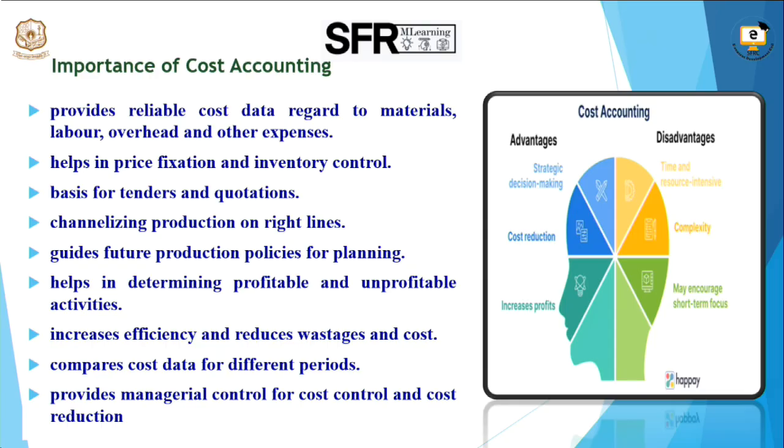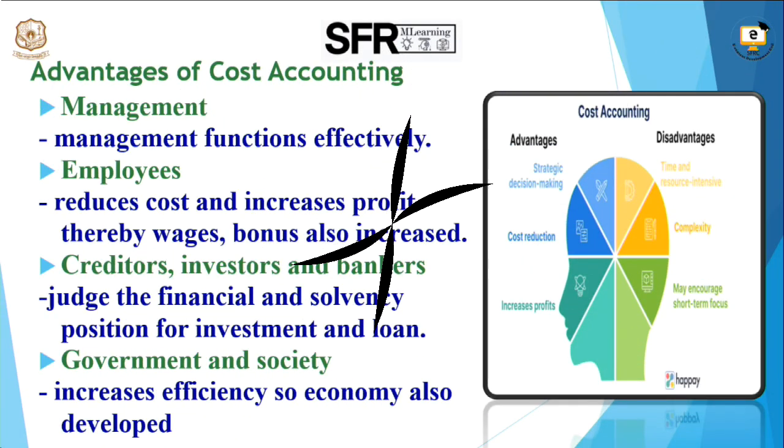It helps in determining profitable and unprofitable activities. Cost accounting increases efficiency and reduces wastages and cost. It provides cost data and useful comparison in different periods, and it helps in inventory control also. It is a useful tool for managerial control, that is, cost control and cost reduction. Next we have to discuss what are the advantages of cost accounting.